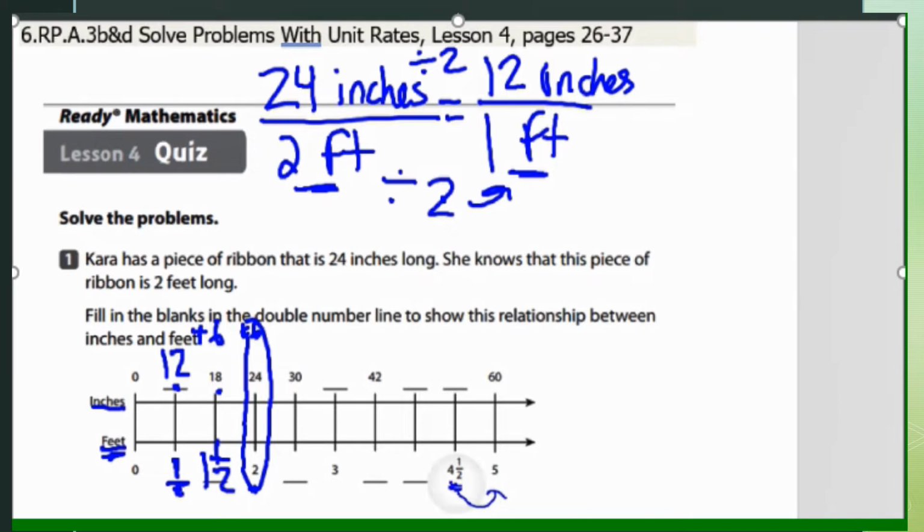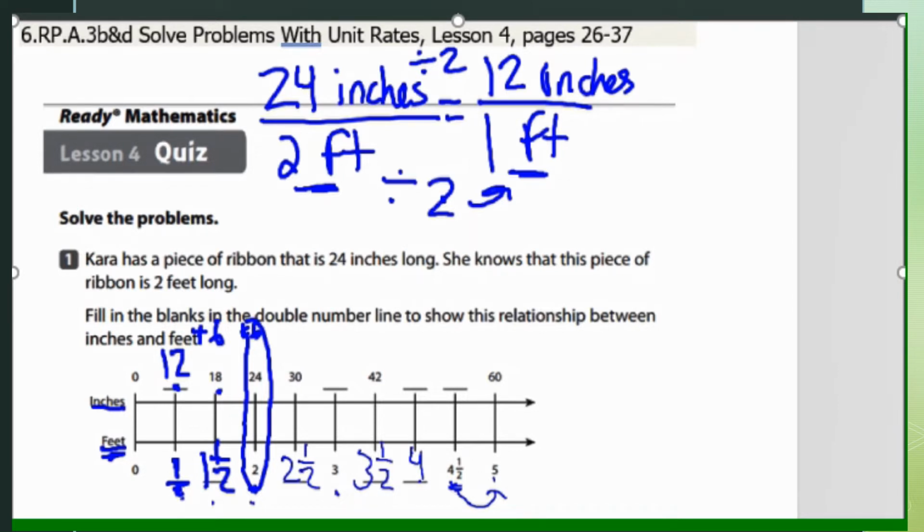So the bottom number line must increase by half. So we have 1, 1.5, and 2. Halfway between 2 and 3, we'll have 2.5. And then after 3, we're going to have 3.5. And then after 3.5, we should have 4. 4.5 is halfway between 4 and 5, so we know the bottom scale is correct.